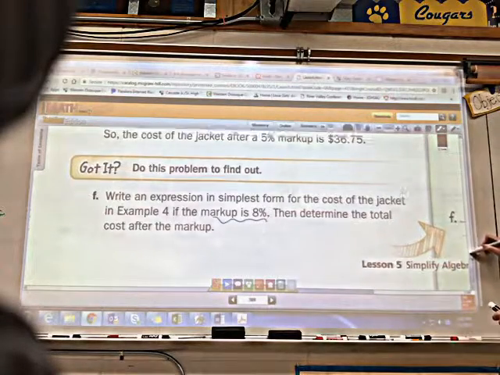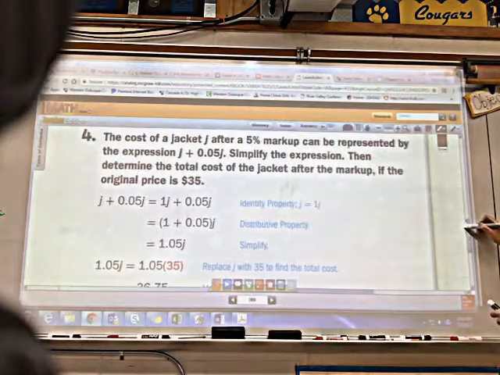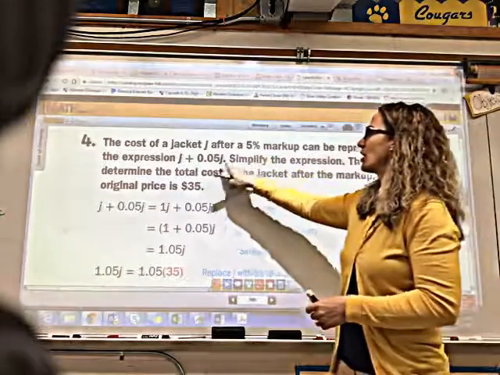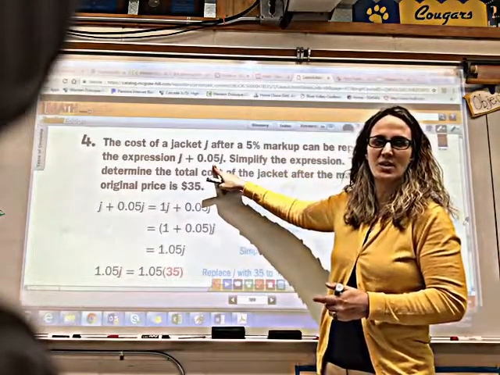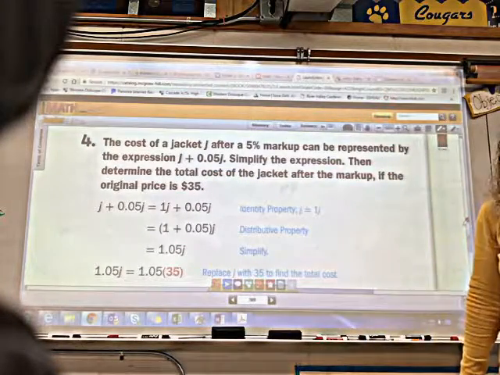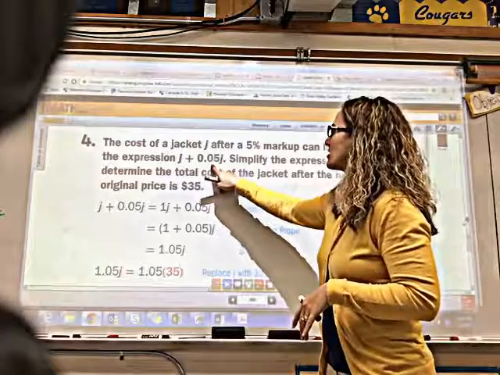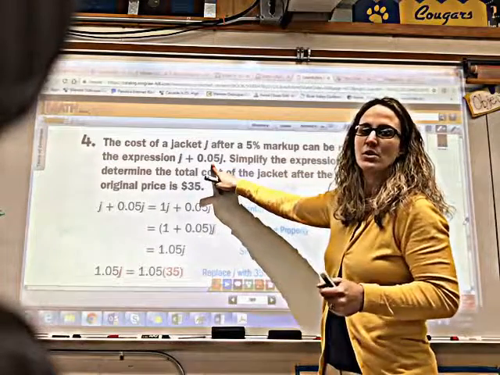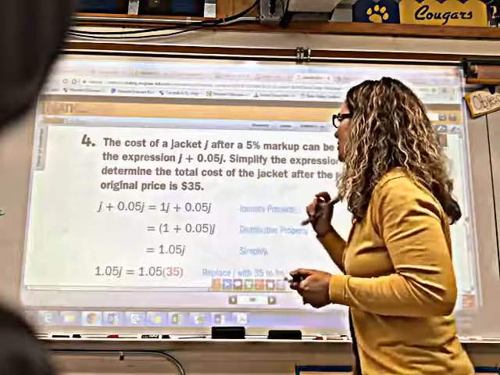So if I go back up here, on a 5% markup, I used 5 cents times J. So if we think about what we're doing on the bottom one with an 8% markup, instead of using 5 cents or 5/100ths, we would change that to 8/100ths there.